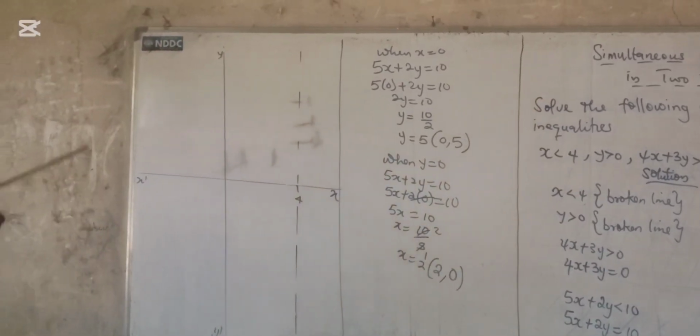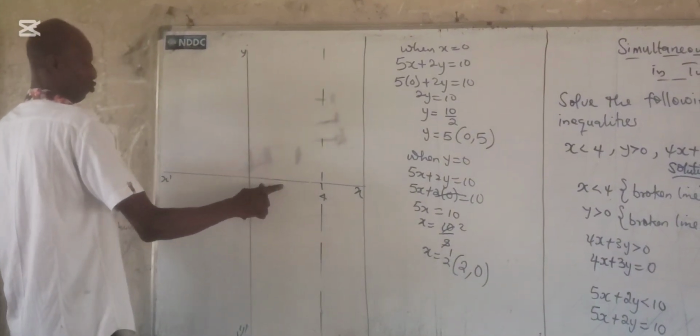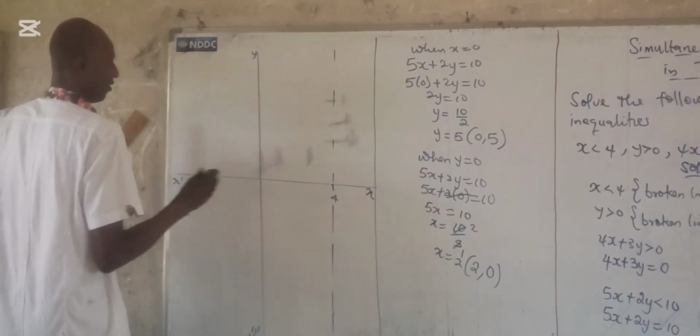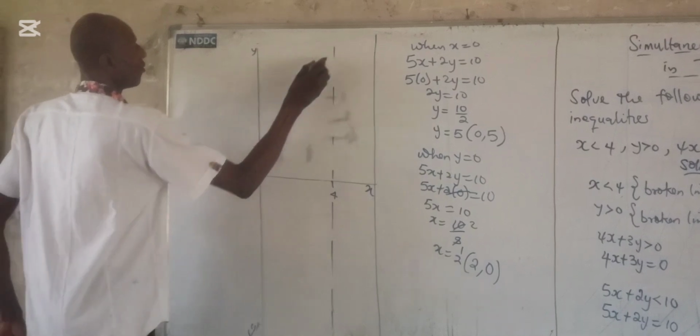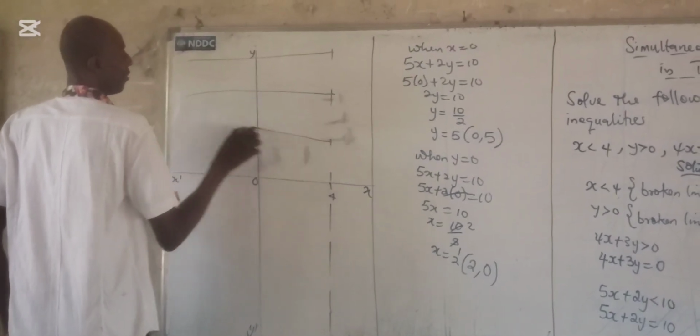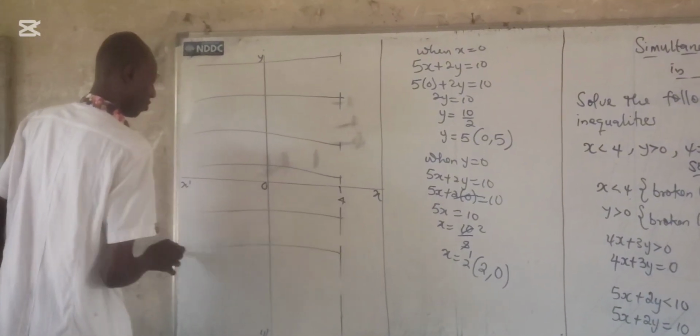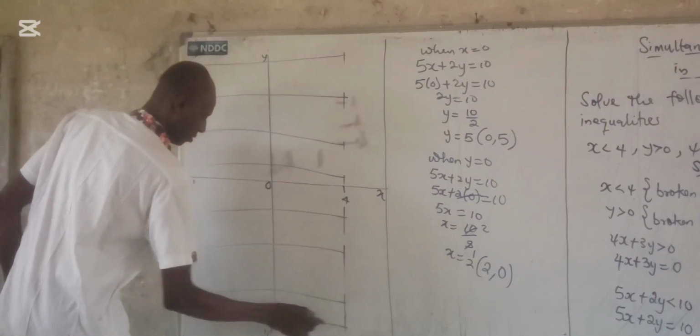Now, what are the numbers that are less than 4? We have 3, 2, 1. So this is the coordinate point, which is 0. So it's coming towards this direction.